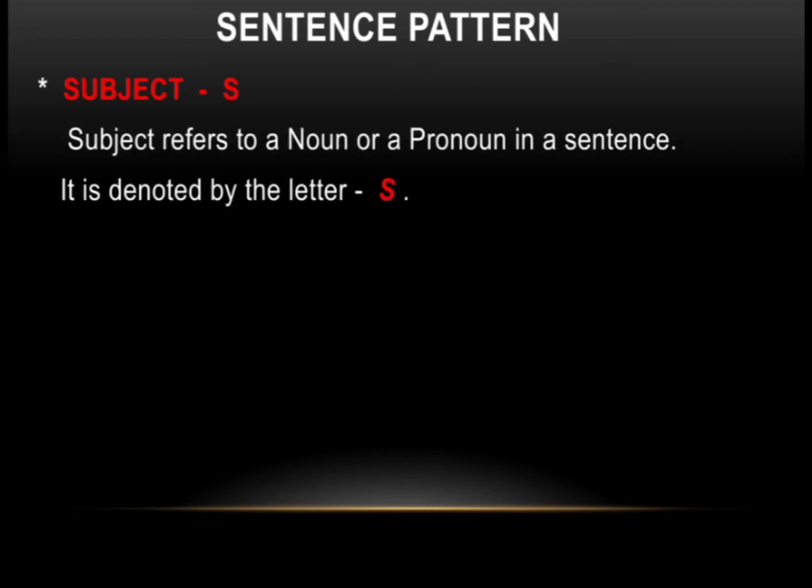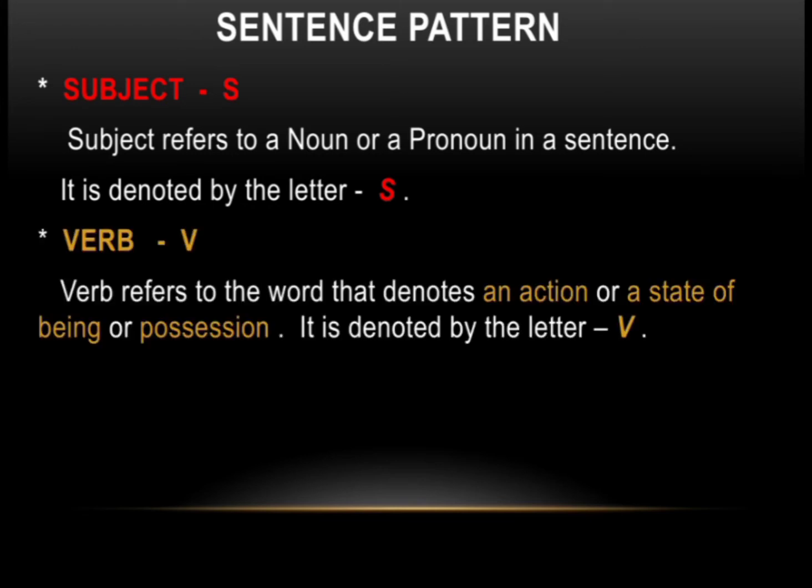The first one is the subject. What is the subject? Subject refers to a noun or a pronoun in a sentence. It is denoted by the letter S. The next element is the verb. What is a verb? A verb refers to the word that denotes an action or a state of being or possession. It is denoted by the letter V. Example, elephant trumpets. In this sentence, elephant is the subject and trumpets is the verb. So the sentence pattern is SV.